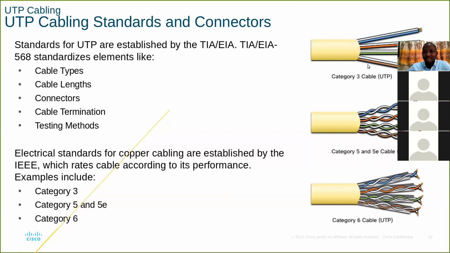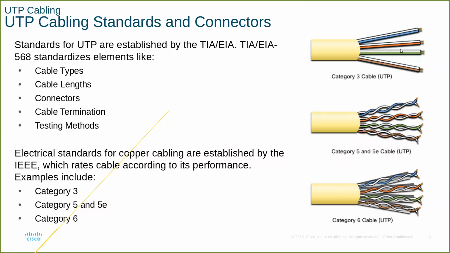So if you look at this, let me minimize this. Like what I was telling you, you can see the different categories of cables. This is a category 3 cable. This is a category 5 cable, and this is a category 6 cable. Okay. So we will look at all these categories of cables and their connector types and the terminations.